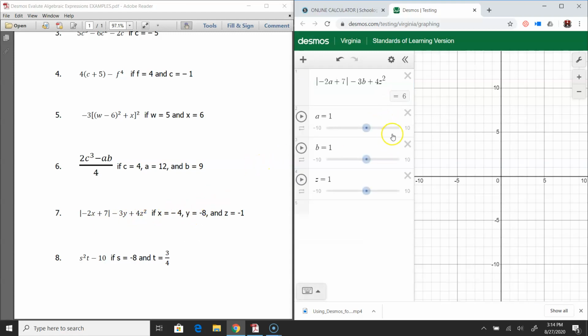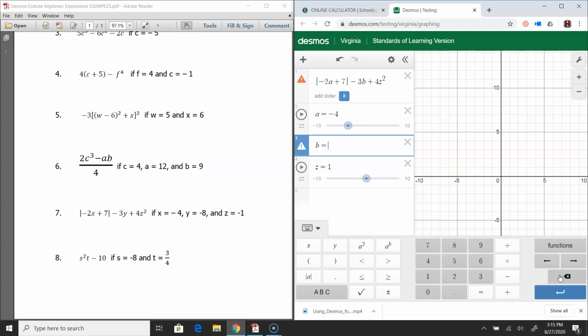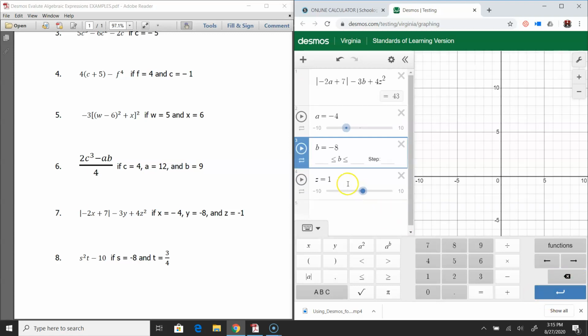All right, let's make our sliders. Now the A is standing in place for the X. So we wanted X to be a negative 4. So we're going to click over here and backspace and change that A to a negative 4. The B is standing in place for the Y. So I'm going to come over here for B, backspace, and change that to a negative 8. And then Z, I want to be a negative 1, so I'm going to backspace and make him a negative 1. So when I'm using negative 4 for X, negative 8 for Y, and negative 1 for Z, then this expression is going to have a value of 43.